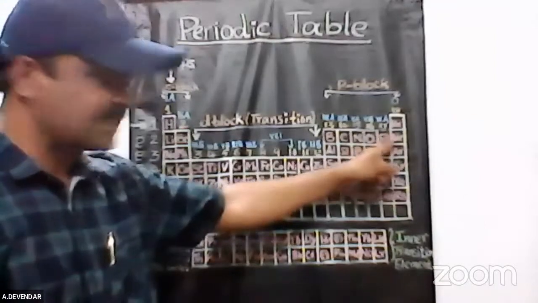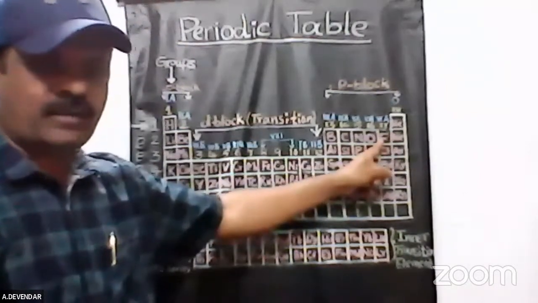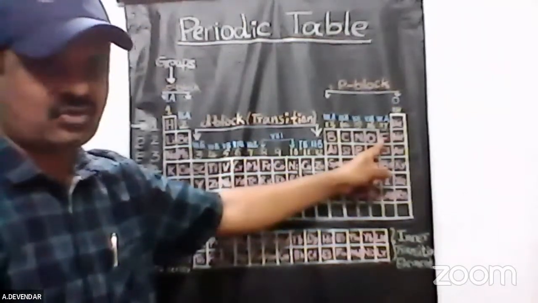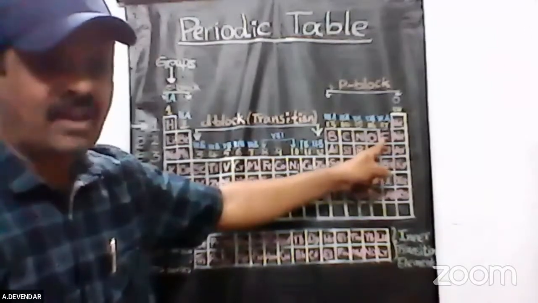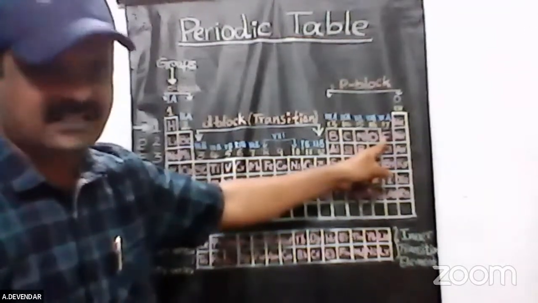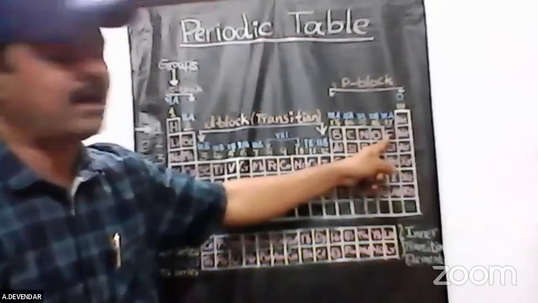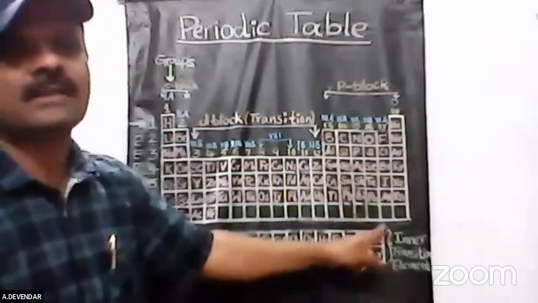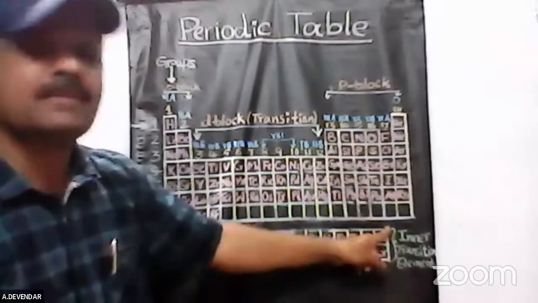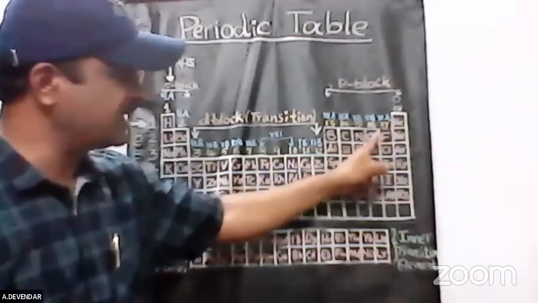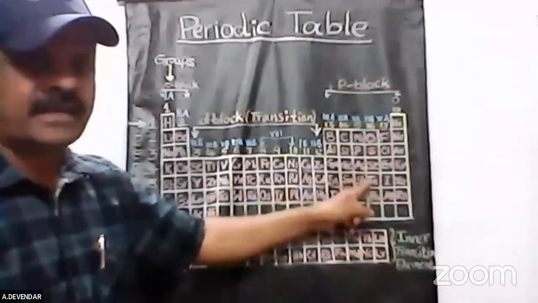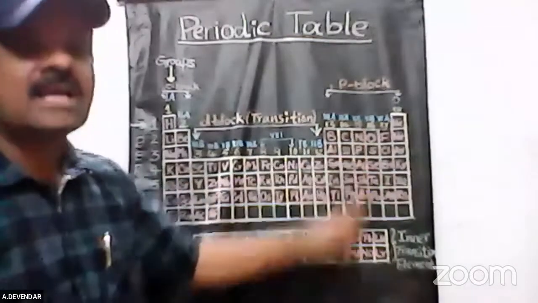Now coming to the next: fluorine, chlorine, bromine, iodine, astatine. That is the 7th group or 17th group. It is called halogens, meaning sea-made elements. All are present in the sea, as minerals in sea water. Next, oxygen, sulfur, selenium, tellurium and polonium are there. These are called chalcogens.